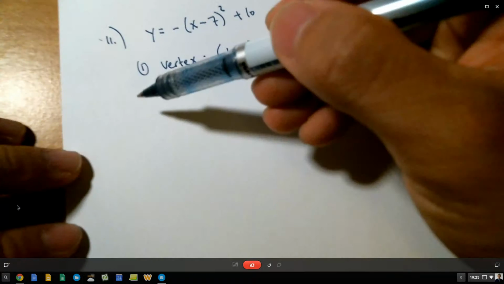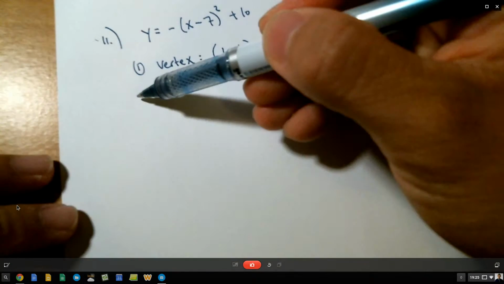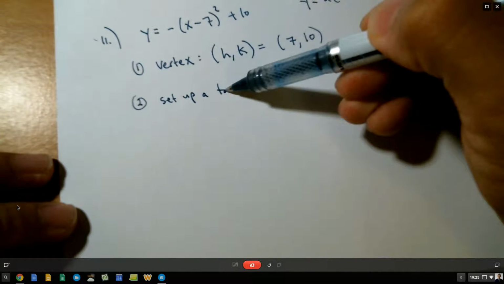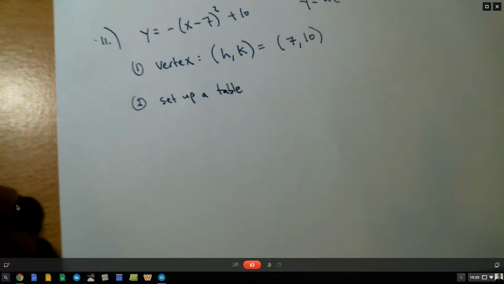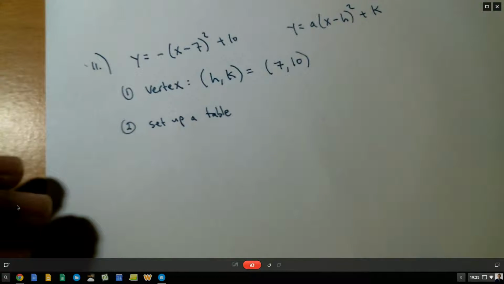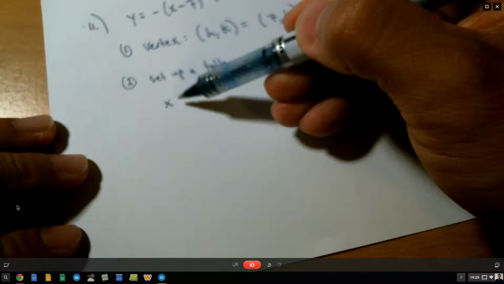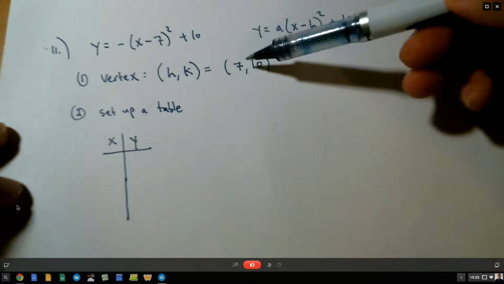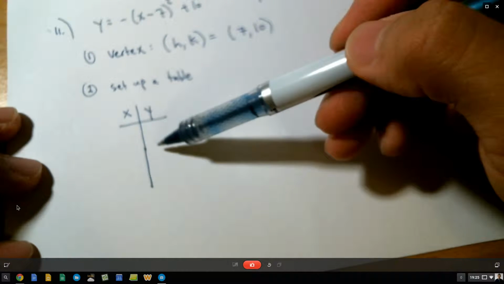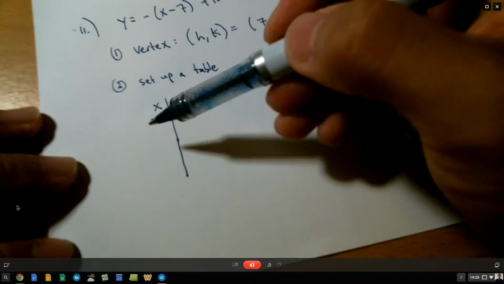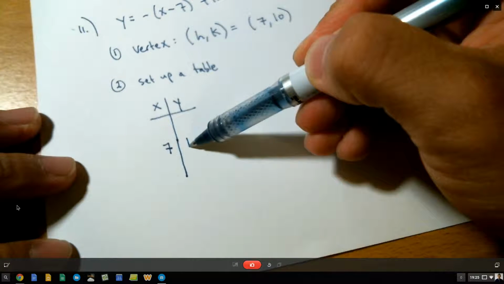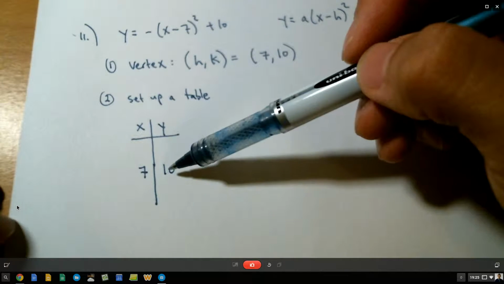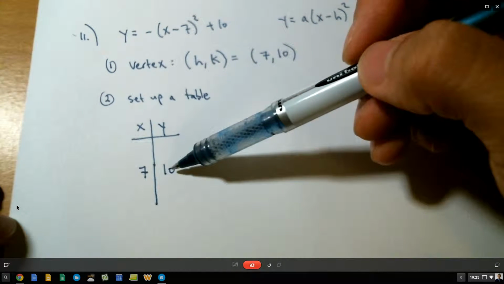Okay, so now once we do that, second thing we're going to do is set up a table. So set up a table. Okay, so let's do that. X and y. Why is this point 7, 10 so important? Because that is actually the middle of our table. So 7, 10. We just need 3 points, and we already got the hardest point out of the way, which is the vertex point, and that's 7, 10.